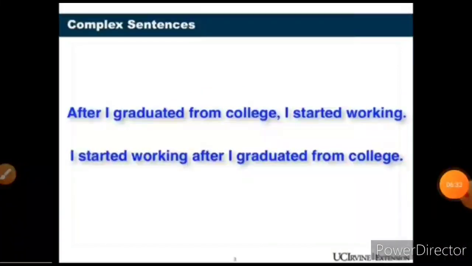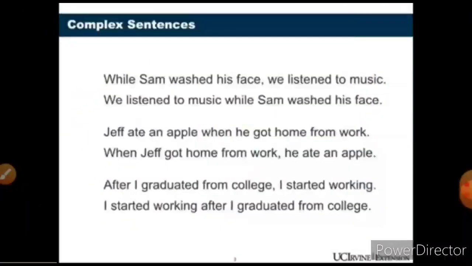Here's another sentence. After I graduated from college, I started working. I started working after I graduated from college. So again, the same indicator: a complex sentence has a subordinating conjunction and a comma if the subordinating conjunction is coming in the beginning, and if it's coming in the center, you don't need a comma. So all these sentences are examples of complex sentences.